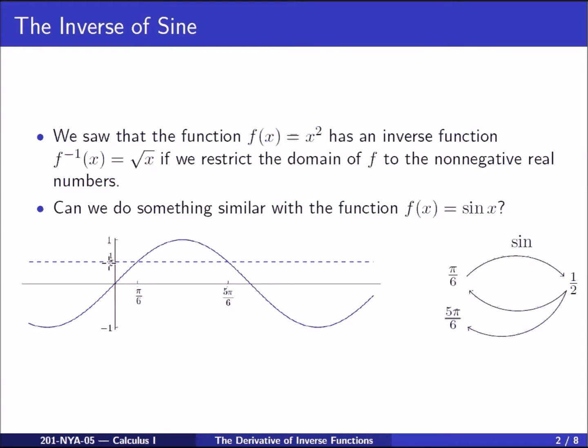If we try to find two angles where the sine is equal to 1/2, we would at least have two possible values, pi over 6 and 5 pi over 6, but there would also be other values that are not illustrated here on this graph. So there are actually infinitely many possible values where the sine of x is equal to 1/2. So what we need to do is restrict the domain of sine so that the question, which angle has a sine equal to a given value of y, has a unique possible answer.